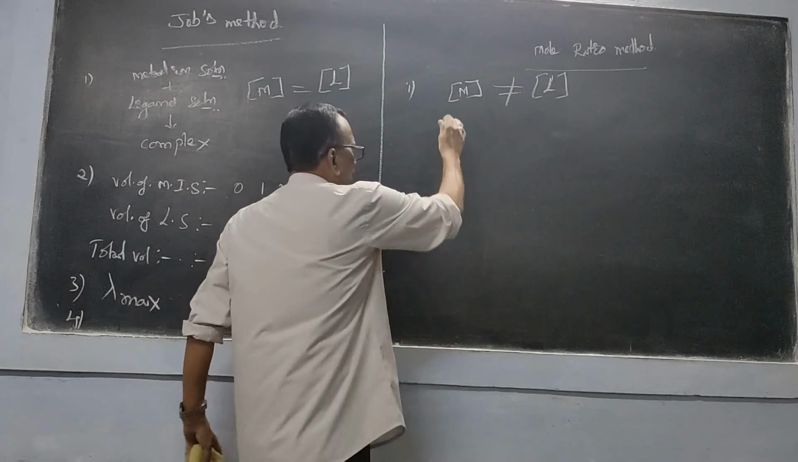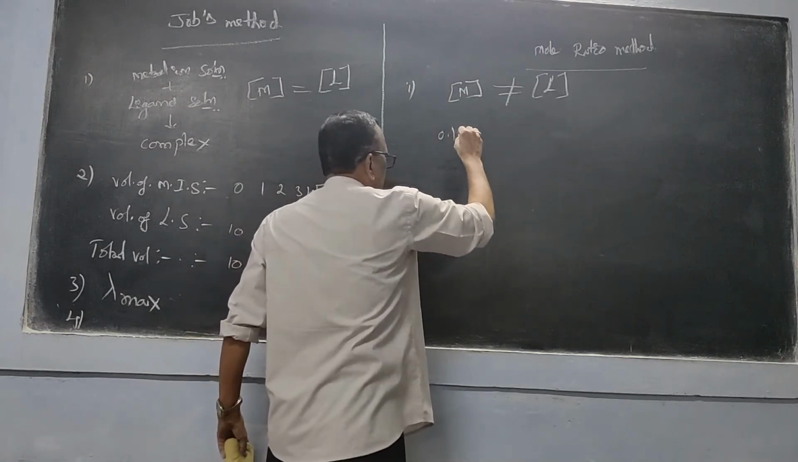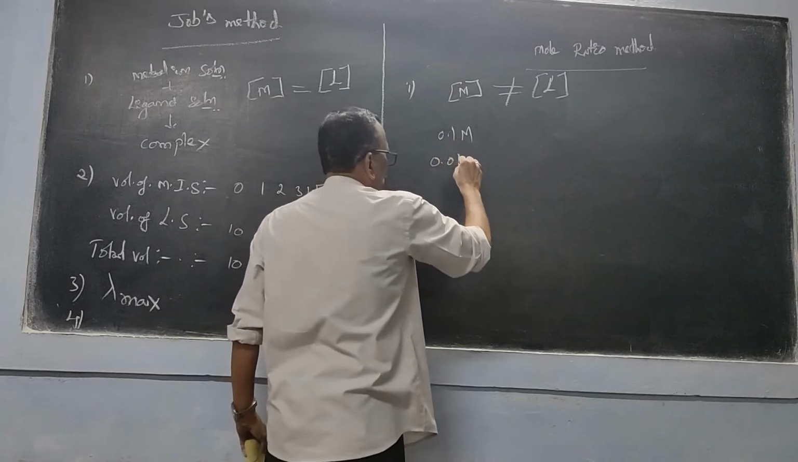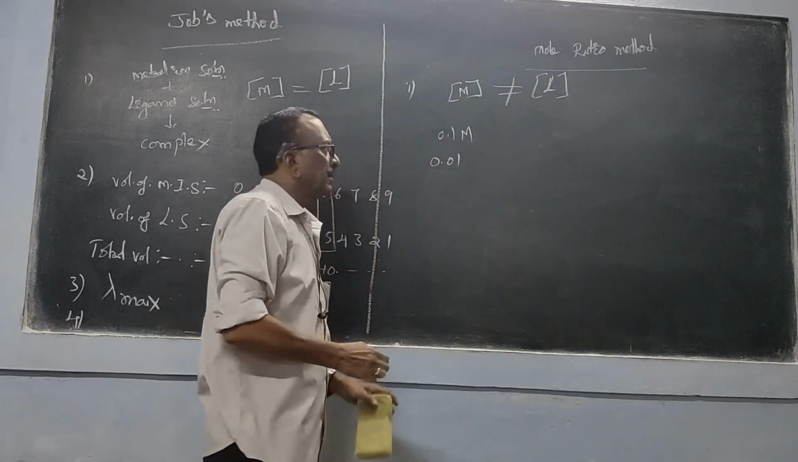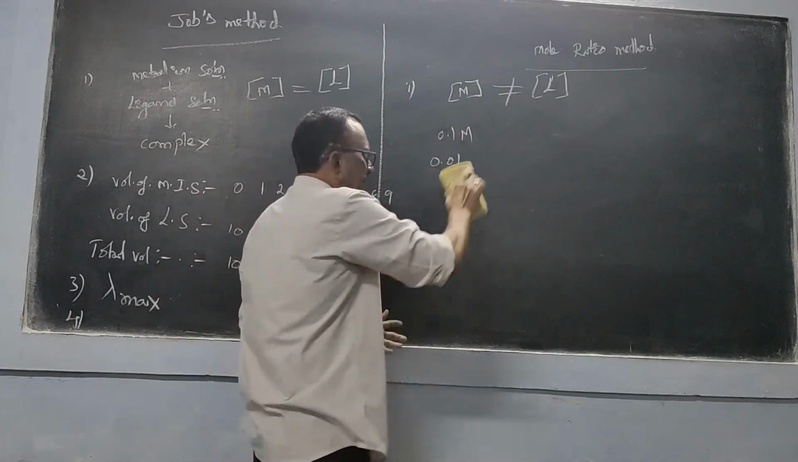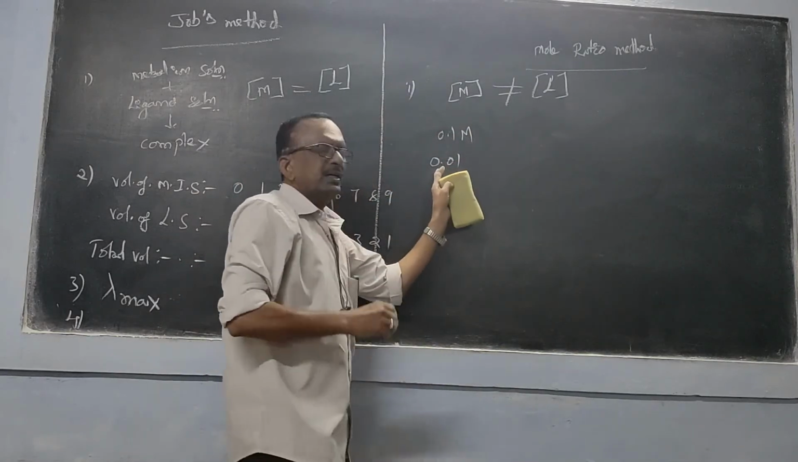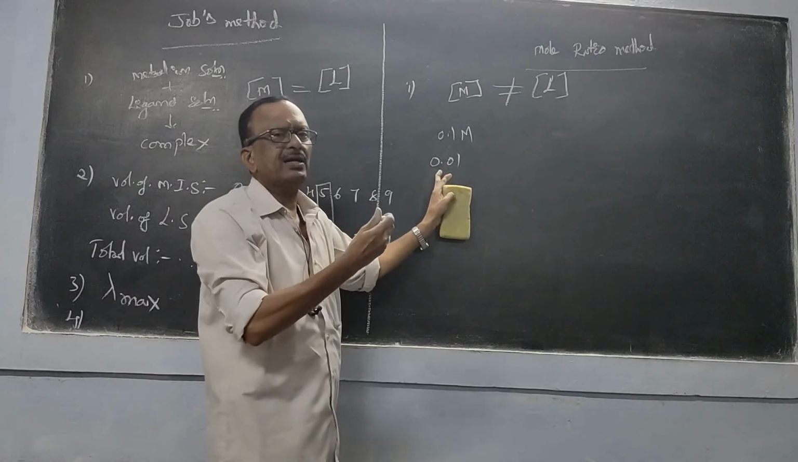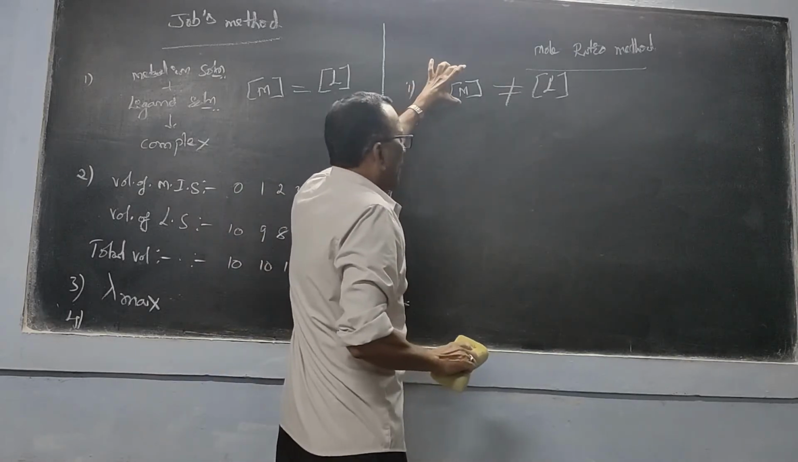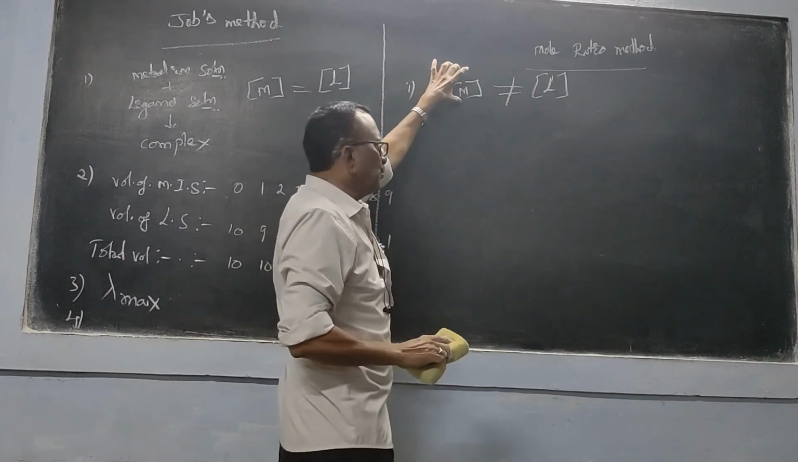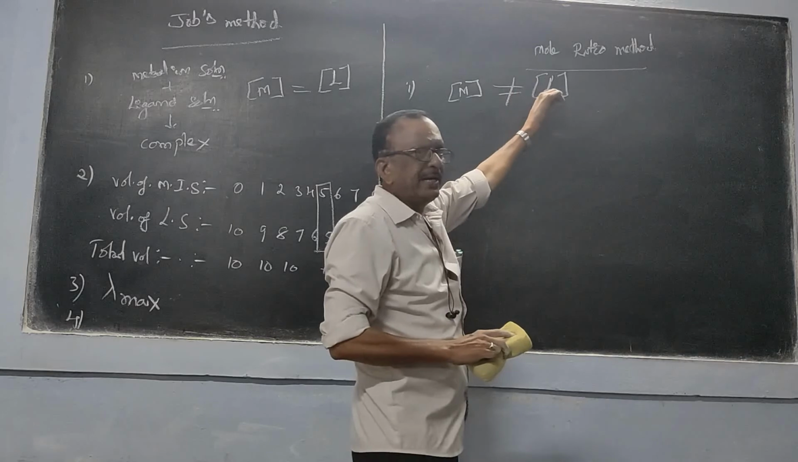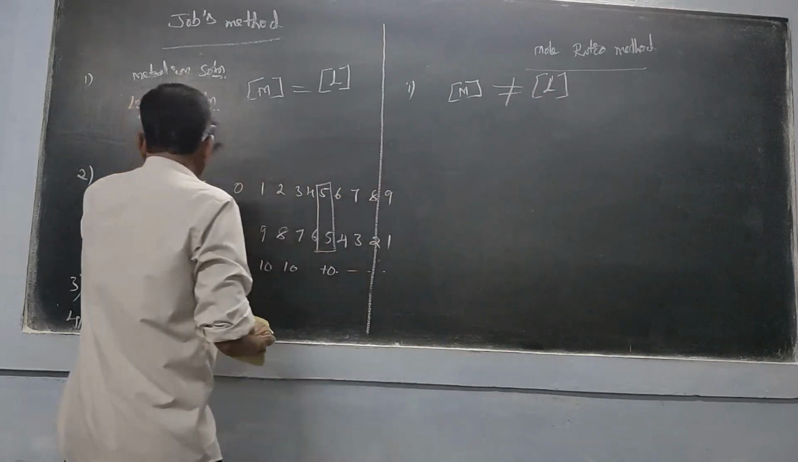So, for example, the metal ion solution is 0.1 M, or whatever it may be, 0.01 or so, but it must be maintained constant. And the ligand solution has different concentrations. So that is the first aspect: the concentration of metal ion solution is different from the concentration of the ligand solution. That is the first one.